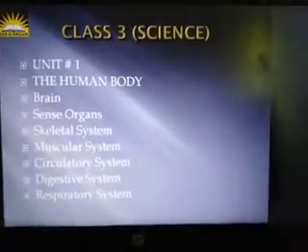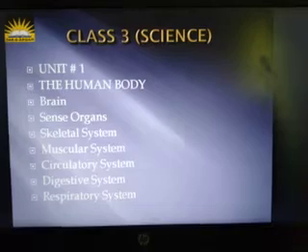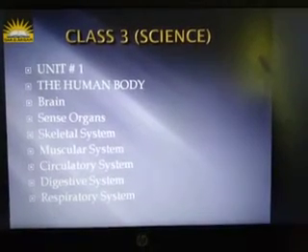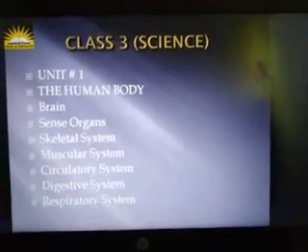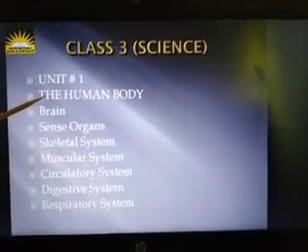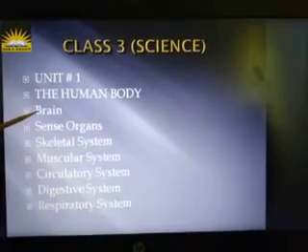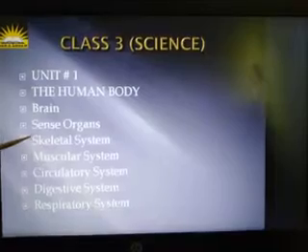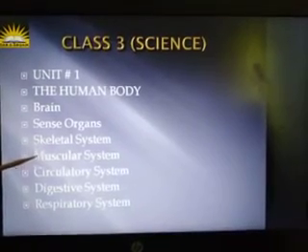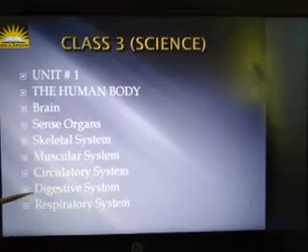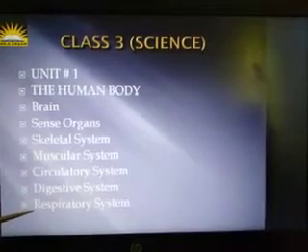Dear students, today we are going to study science subject of class 3, unit number 1, the human body. In this unit, we will study about brain, sense organs, skeletal system, muscular system, circulatory system, digestive system, and respiratory system.